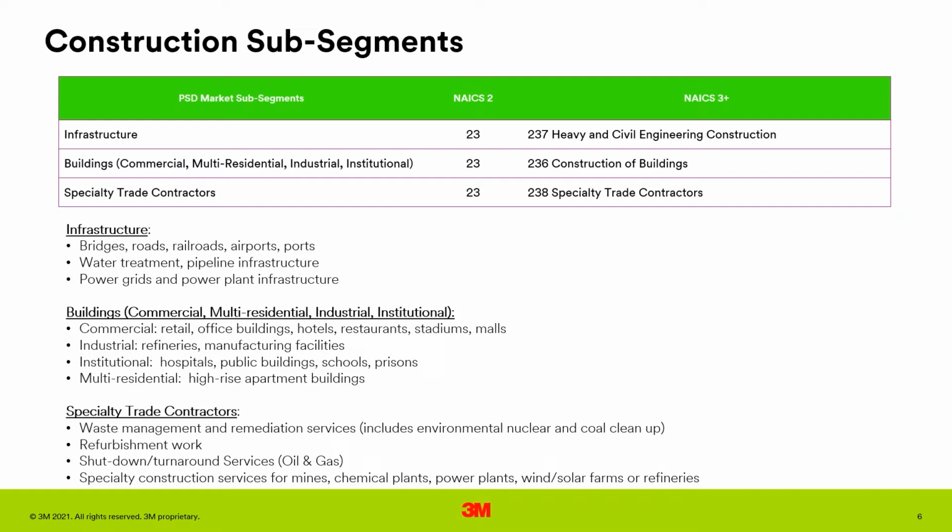So the specialty trade contractors fall under this construction umbrella. We'll also see them doing specialty services like shutdown and turnaround work on oil and gas sites, or mining sites, chemical, power plants, wind, solar. So they're really crossing a lot of segments, but they do fall under that construction umbrella because the activities they're conducting are construction focused.